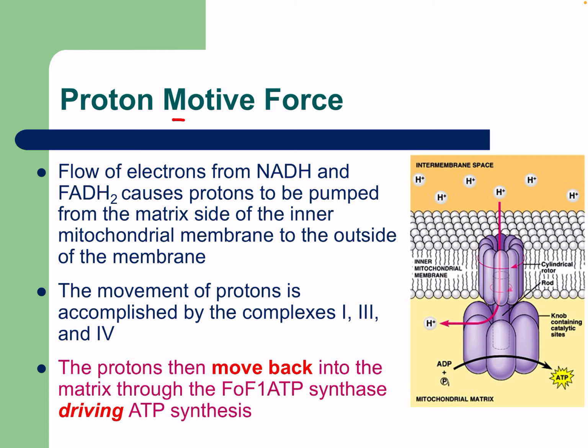So the proton motive force. This is essentially the mechanism of how the ATP synthase works. So the flow of electrons from NADH and FADH2 causes protons, those are our hydrogen ions, to be pumped from the matrix side of the inner mitochondrial membrane to the outside of the membrane. The movement of protons is accomplished by complexes 1, 3, and 4. The protons then move back into the matrix through the F0, F1 ATP synthase. A lot of these pieces will be named F something, F with a number, and we'll talk about that later. But again, they'll move back into the matrix through the ATP synthase, driving ATP synthesis.